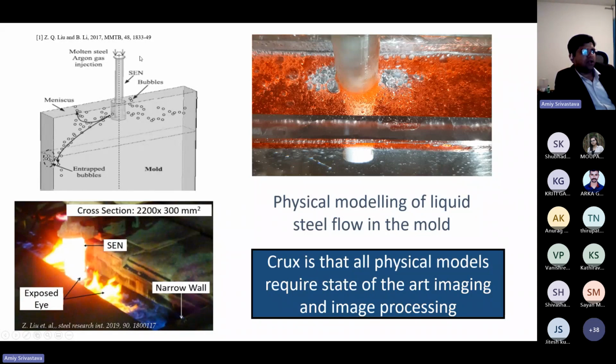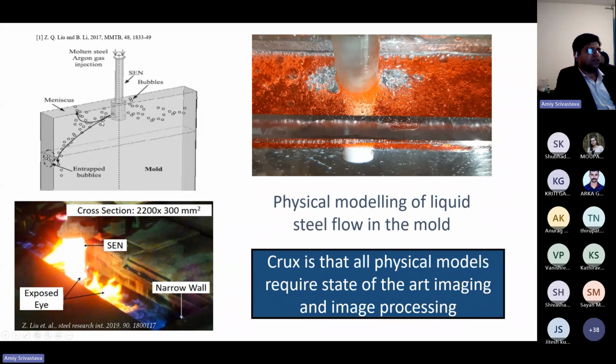All other gases, we cannot inject oxygen because oxygen will oxidize iron. It will convert that into FeO and then Fe2O3, Fe3O4, and so on. If we inject hydrogen, hydrogen entrapment can happen, and that would cause different hydrogen-related defects. So we can only inject argon.